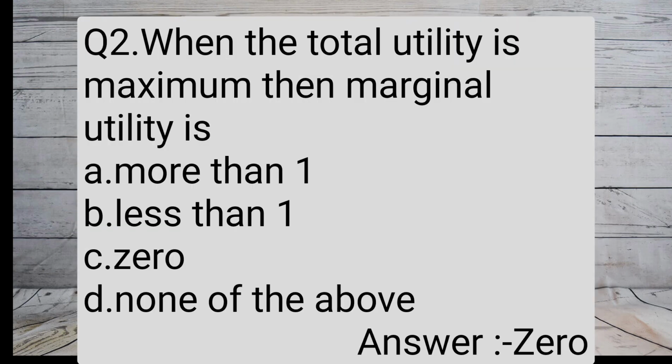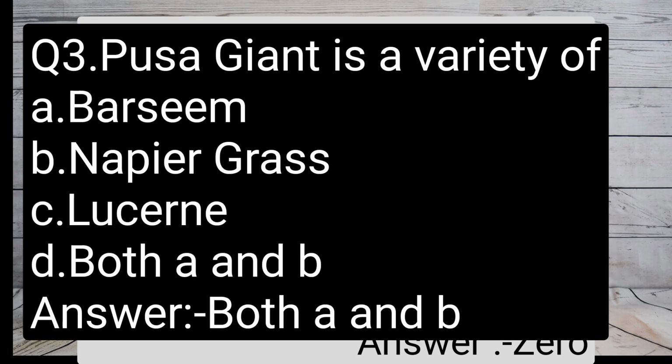Question number 2. When the total utility is maximum, then marginal utility is. Options are more than 1, less than 1, 0, or none of the above. The correct answer is 0. So, when the total utility is maximum, the marginal utility value is 0.